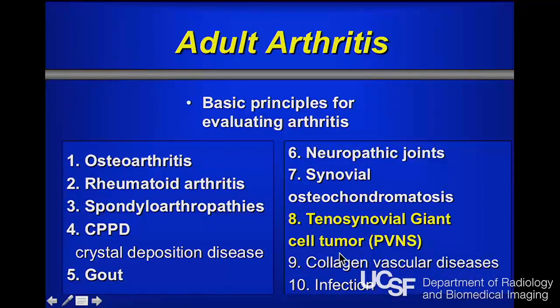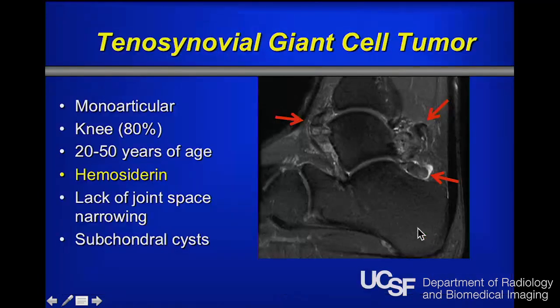We've previously called it PVNS. Now the pathologists don't call it pigmented villonodular synovitis anymore. The pathologists call it tenosynovial giant cell tumors. And this is an entity which is usually found monoarticular and most frequently at the knee joint. The patients that are affected by this entity are relatively young, in the order of 20 to 50 years.